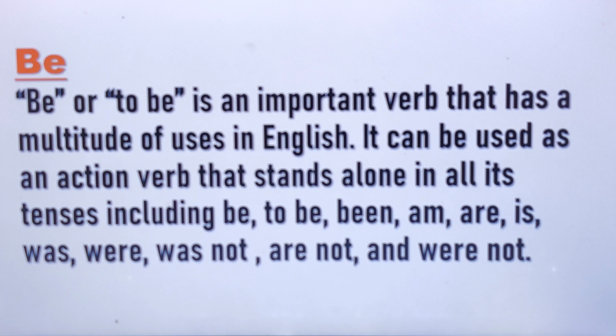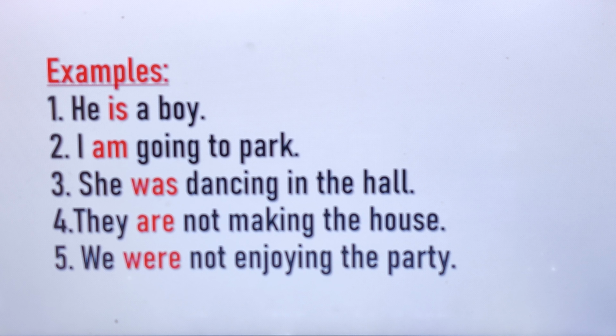Be, or to be, is an important verb that has a multitude of uses in English. It can be used as an action verb that stands alone in all its tenses, including be, to be, been, am, are, is, was, were, was not, are not, and were not. Examples: He is a boy. I am going to the park. She was dancing in the hall. They are not making the house. We were not enjoying the party.